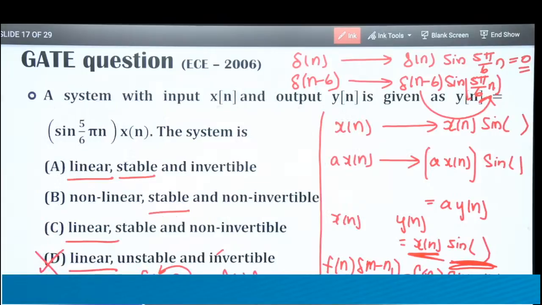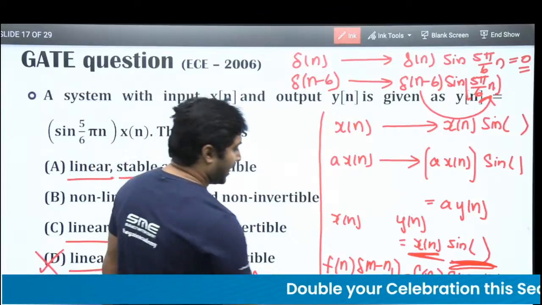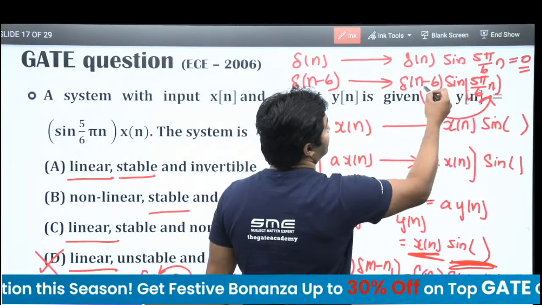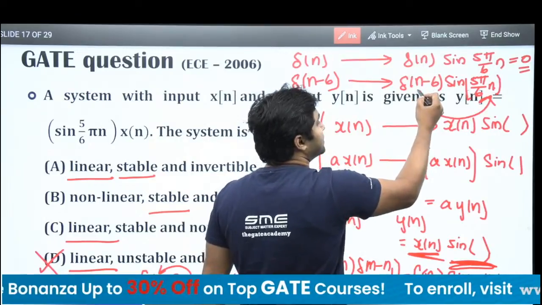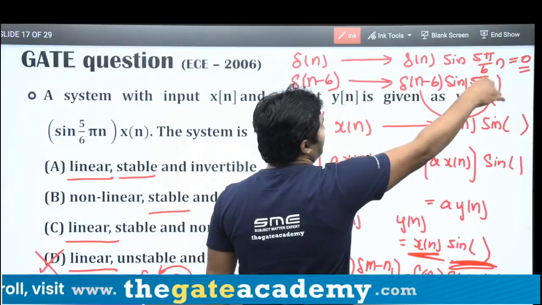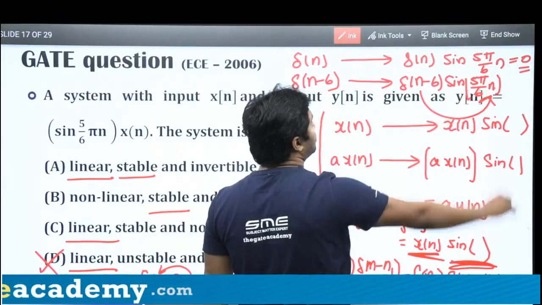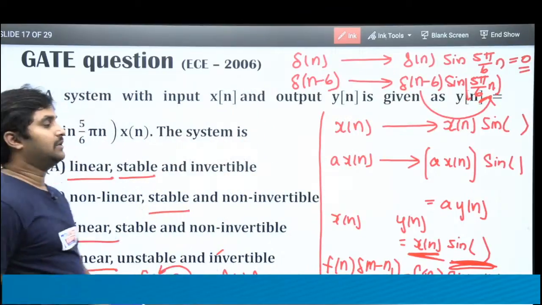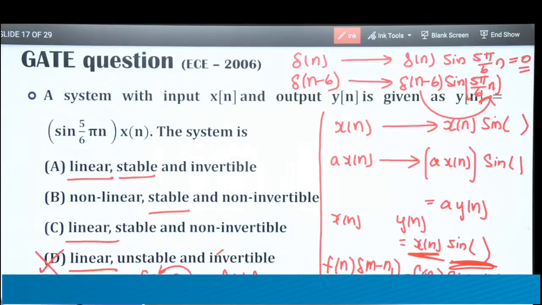Is that clear? So if I substitute like that, I am putting n equal to n1 here. Here I am putting n equal to 6. The impulse is present at n equal to 6, so I am substituting it here. So this becomes sine of 5 pi, which is equal to 0. So two different inputs give the same output. It means that the system is non-invertible in nature.